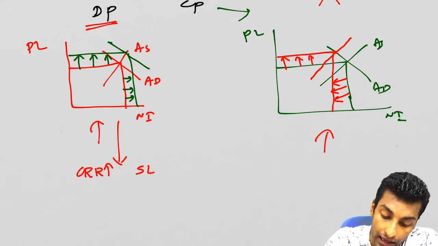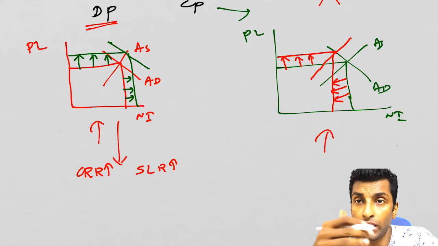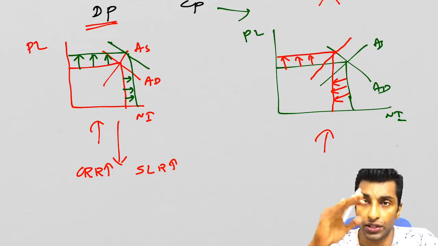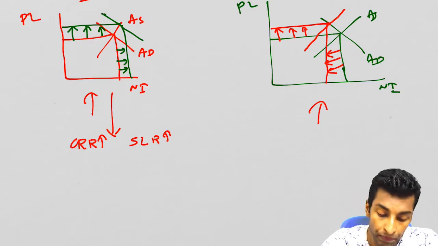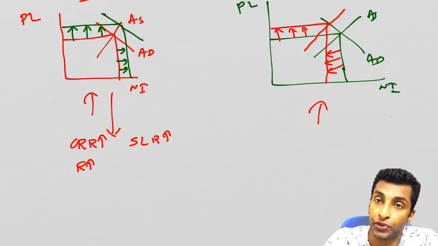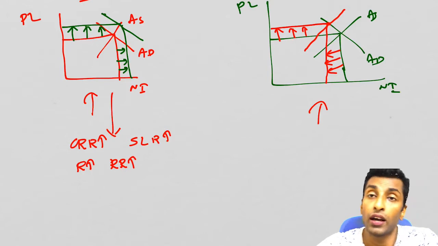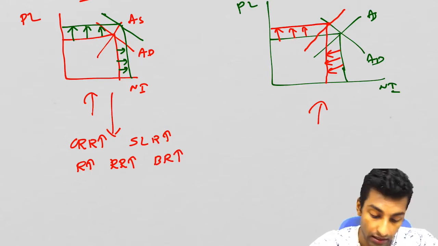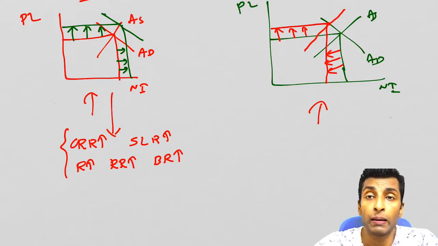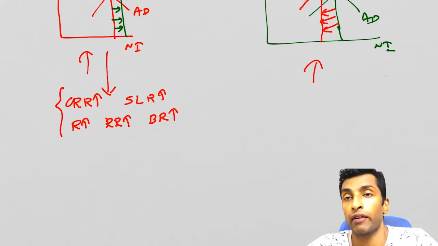CRR increase, SLR increase. So these are the reserve requirements that you increase, both having the same function, in the same way demand will come down. Apart from that, interest rate also you will increase, like you will increase the repo rate, you will increase the reverse repo rate. Okay, you will increase the bank rate, MSF, all these will be increased. So these are part of monetary policy measures to check inflation.